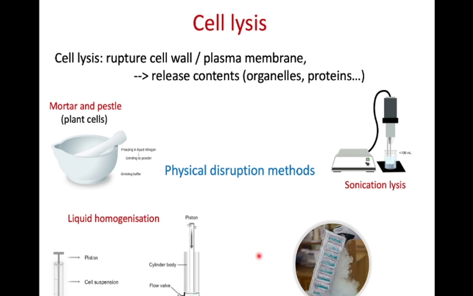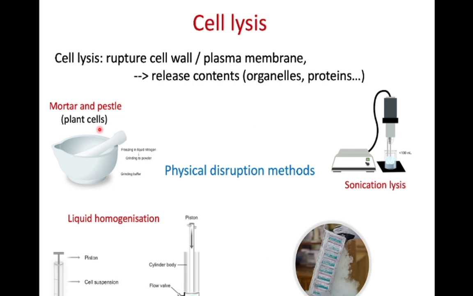We can use the pestle and mortar, which is particularly useful for plant cells. What that involves is we take, say, a plant leaf, dip it into liquid nitrogen so we freeze it for a few seconds, and then tip it out into the pestle and mortar and grind it up into a powder. We need to do this quickly, before it defrosts, and then we add our grinding buffer.